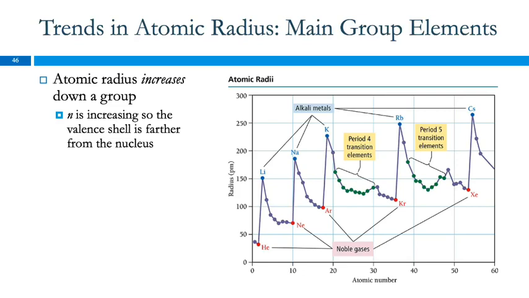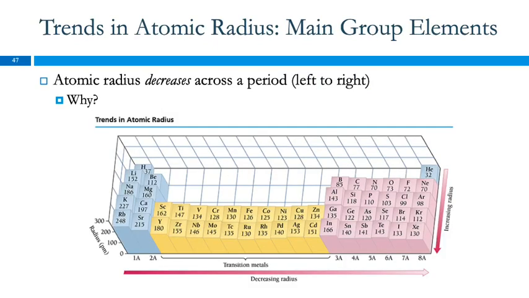Neon weighs more than lithium. Neon has more electrons than lithium. This doesn't make much sense. And yet we see this trend for all of the periods. As we go across from left to right, the atoms get smaller. So what is up with that?